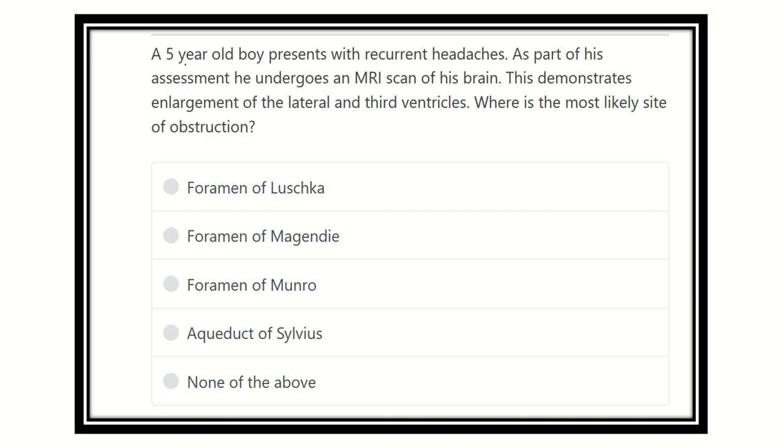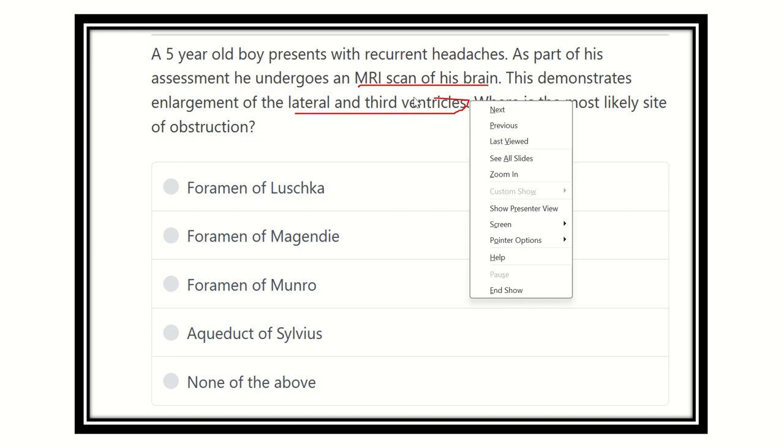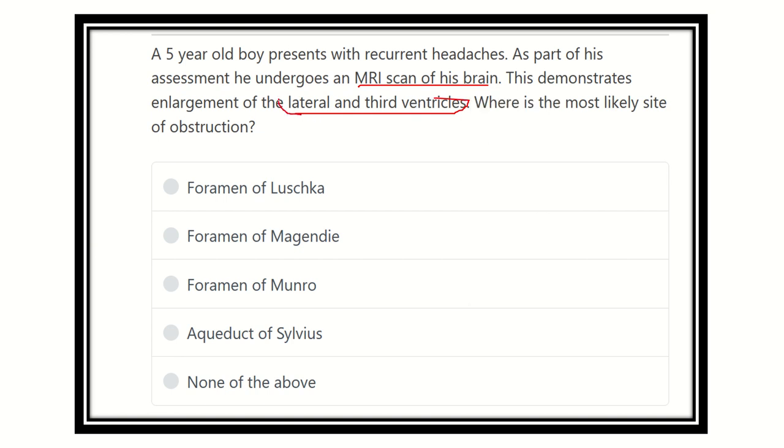So here we can see a 5 years old boy presents with a recurrent headache. As part of the assessment, an MRI scan of the brain is done, and it shows that the lateral ventricle and third ventricle are dilated or enlarged. So what is the most likely obstruction? We have to find out the obstruction site.